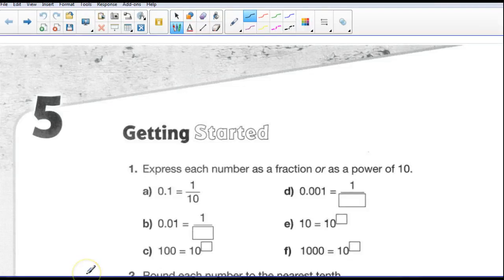Okay, this is chapter 5. And in chapter 5 we're going to be dealing with capacity, volume, mass, and temperature. So it's a big chapter. There's a lot of concepts to cover, a lot of concepts to learn. Not very hard, but you just gotta keep at it, gotta practice. Okay, so let's do the getting started part.